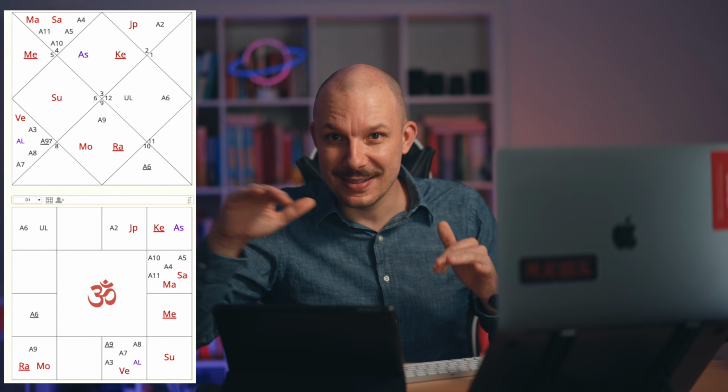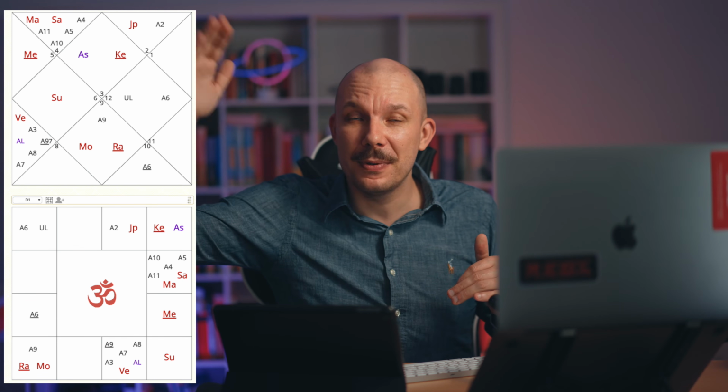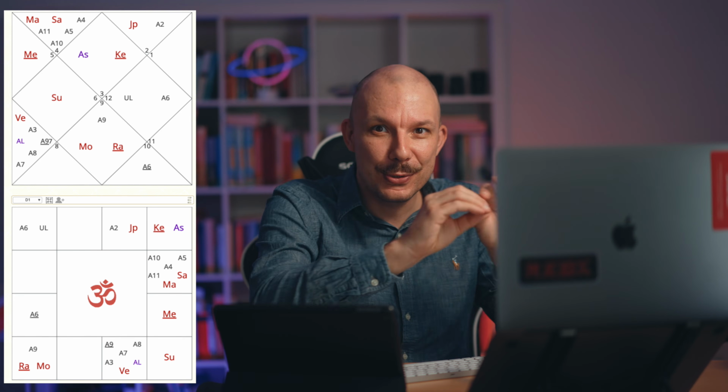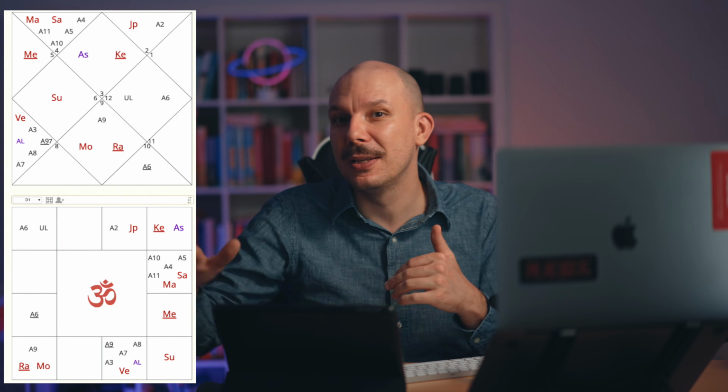And now you can see what is the worth of analyzing this extreme chart of very wealthy people or very renounced people, because then we get these extreme yogas, and we can learn how to catch them very quickly and then use them in the normal or standardized chart reading for our friends, family and clients.